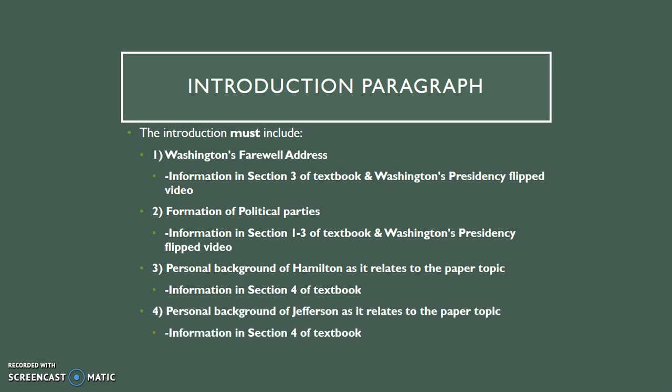The fourth thing you need to have in your paper is background about Jefferson. Same reason: it doesn't need to be a ton of information, but background information that is important towards your paper needs to be included. Once again, Jefferson is going to be the face of the Republican Party. You will be discussing him in your paper, so having just a little background information on that in your introduction is going to help the reader understand your paper more. And that's going to be in section 4 of the textbook.